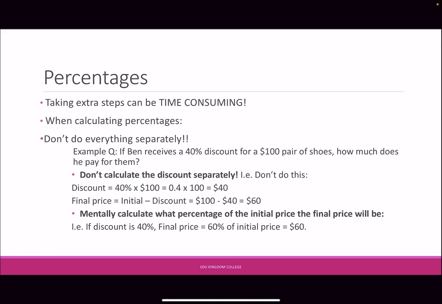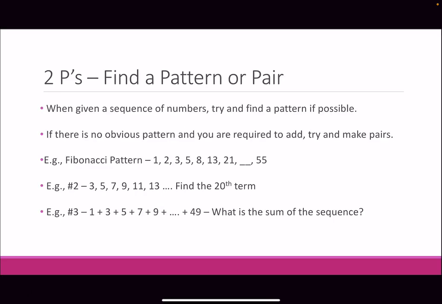For example, if you get a 40% discount, don't calculate the discount. Calculate what you need to pay after the discount, because that's what the question is asking for. So two P's, what I mean by two P's is either find a pattern, P1, or a pair. This is when we have a sequence of numbers or a pattern of numbers, and we want to try and find what that pattern is. If there's no obvious pattern, and you're required to add things up, so it's an addition sequence, try and make pairs that are easier to add up. And we'll take a look at that soon.